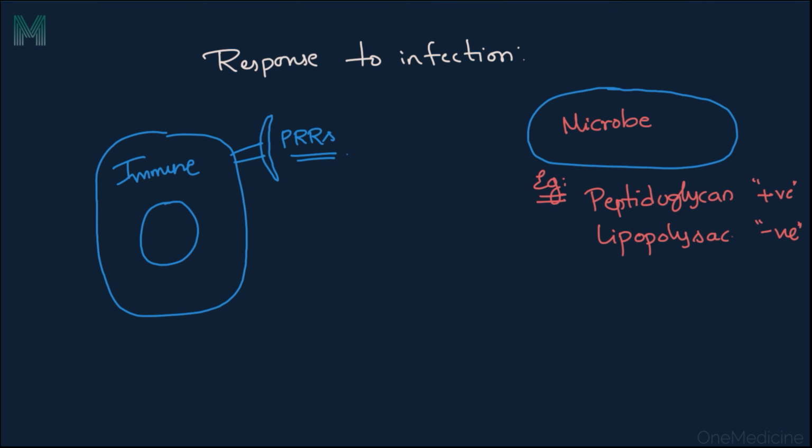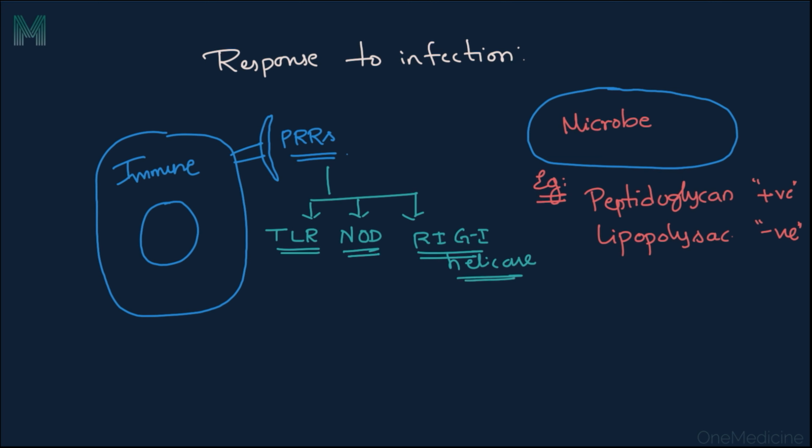Some examples of pattern recognition receptors include TLRs or toll-like receptors, nucleotide oligomerization domain or NOD, and retinoic acid inducible gene 1 helicase, RIG-like helicase. These are the three main classes of pattern recognition receptors. Now these pattern recognition receptors not only identify microbial molecules, they also identify certain molecules that are present within the normal cells that are invaded.